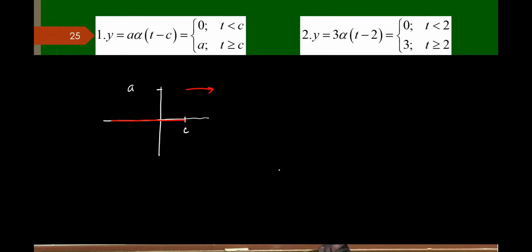Now, this one, the time element is 2. All right, so 1, 2. And then the amplitude is 3. So it says there, 3 alpha t minus 2. So originally, you have 0 before time is equal to 2. So before time is equal to 2, you have this. But as time is 2 onwards, greater than or equal to 2, that is your graph.